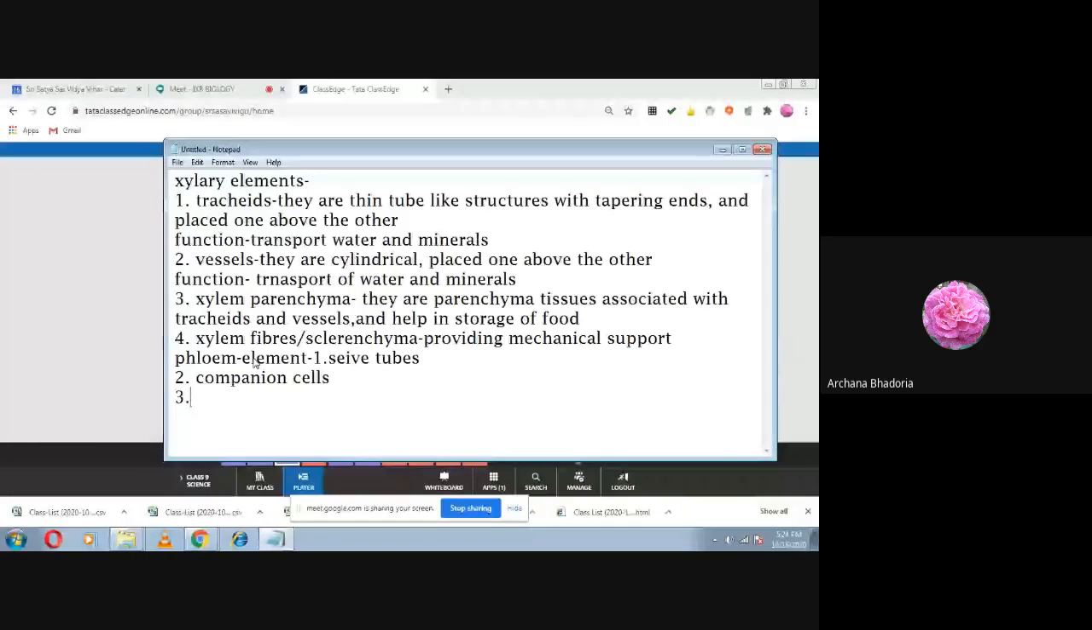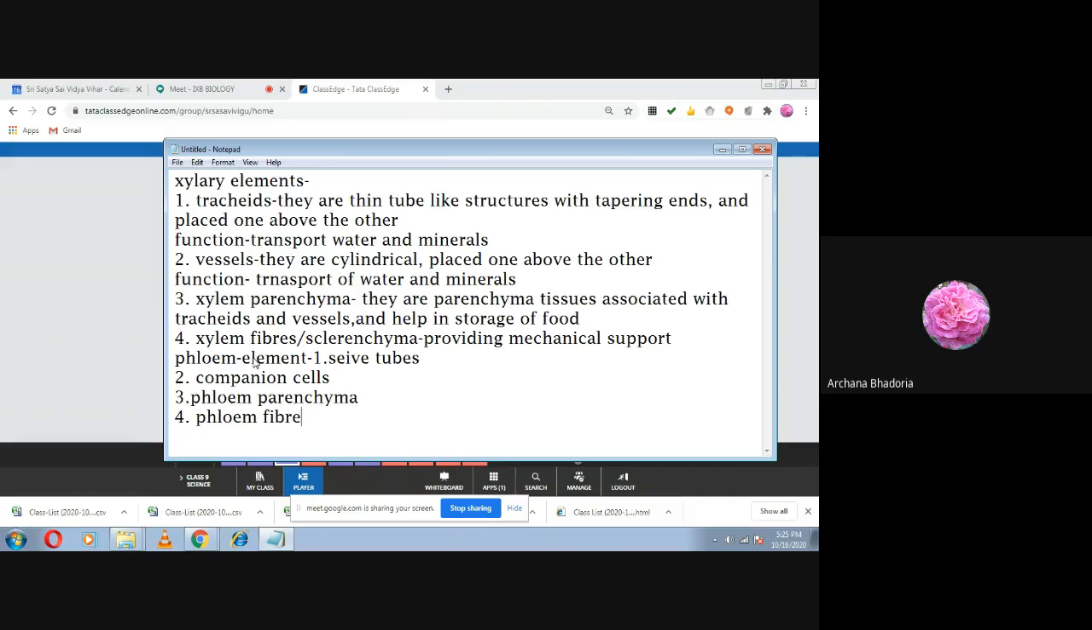Now since the parenchyma is associated here with the phloem tissue, we will call that parenchyma phloem parenchyma. And the fourth one, again the same, that is the sclerenchyma associated with it. So what will you call it, children? Phloem fibers, or phloem sclerenchyma.